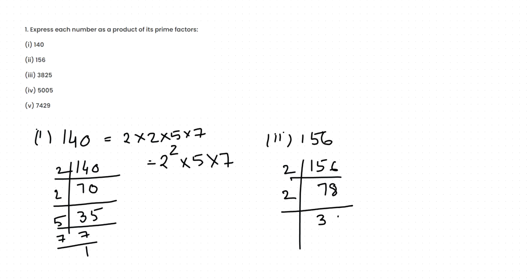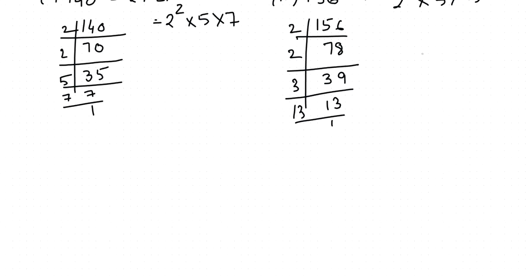Then we'll divide it by 3, we'll get 13. And then by 13 we'll get 1. So the prime factorization of 156 is 2 square into 3 into 13. Now we'll move on to the third part.